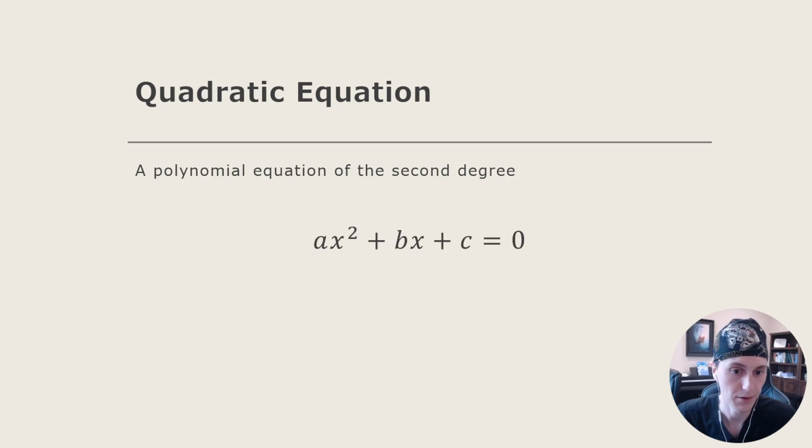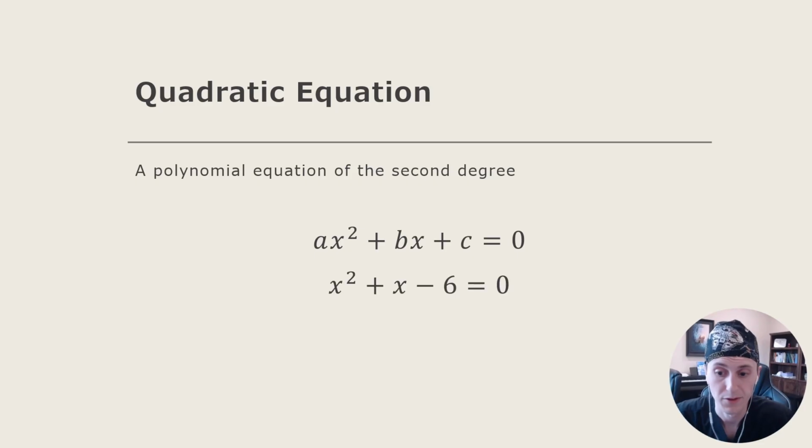So there's an example. Ax squared plus bx plus c equals 0, where a, b, and c are all numbers, and a cannot equal 0. This is also the standard form of a quadratic equation. We'll get into why this is important later, but that's what they look like.